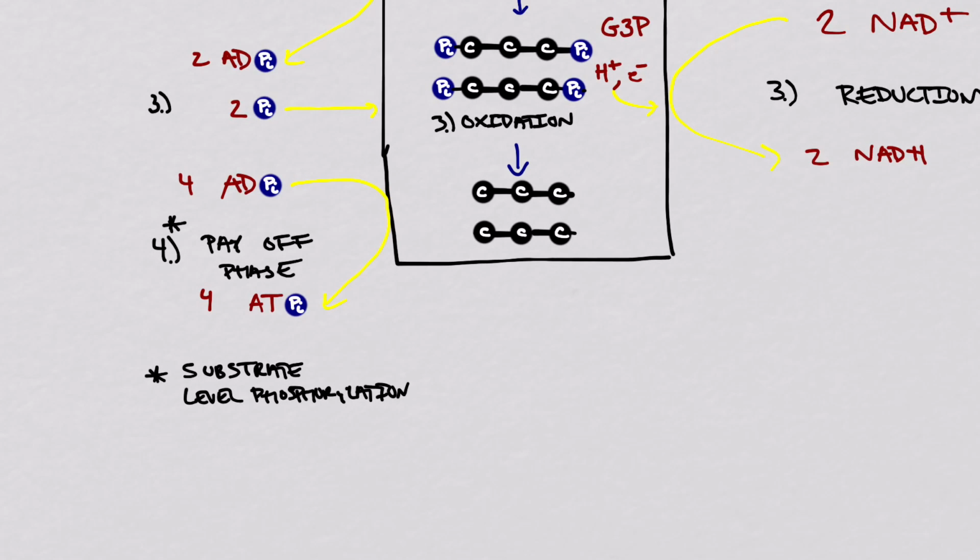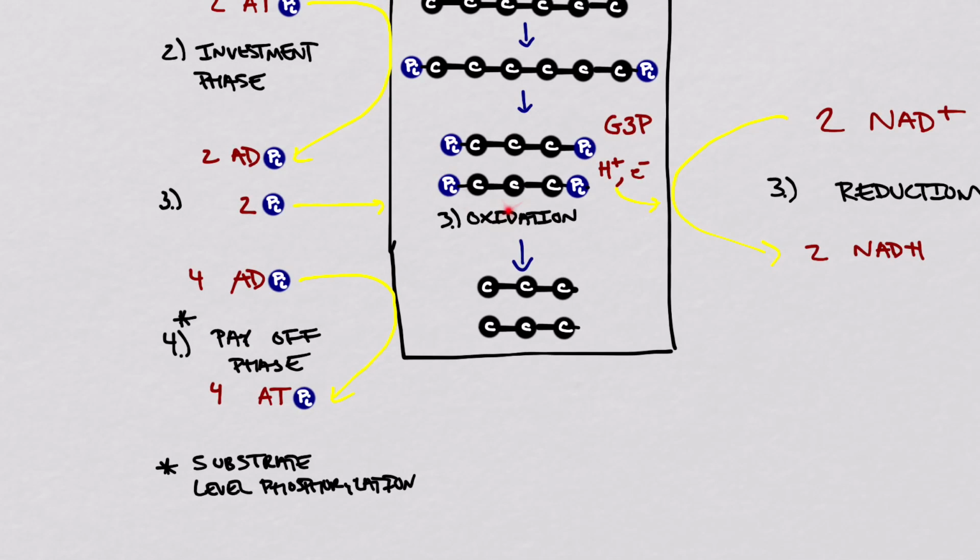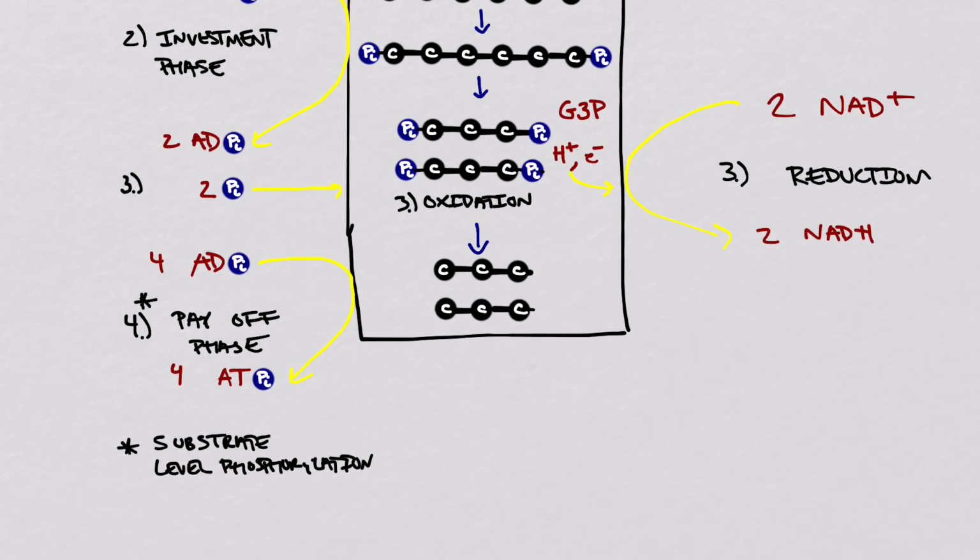And substrate level phosphorylation is different from electron transport phosphorylation in that the ADP comes into direct contact with this molecule right here. So the ADP is actually stripping off a phosphate group directly from this molecule. So it's substrate level phosphorylation because this molecule is the substrate, as opposed to oxidative phosphorylation, which we'll talk about more later on in the process.